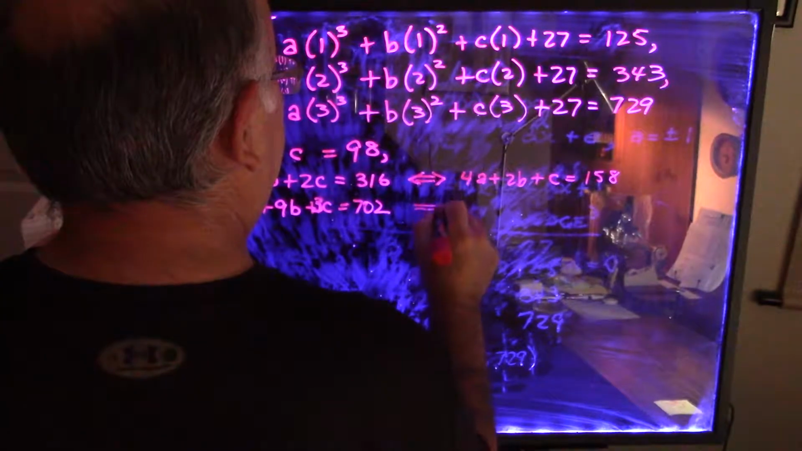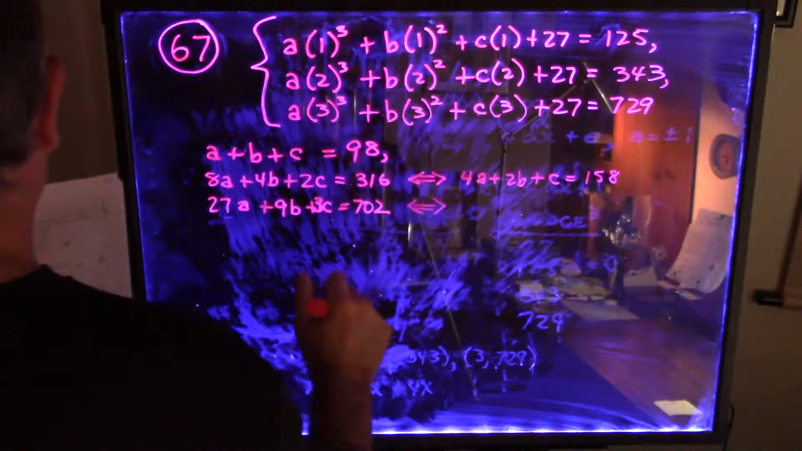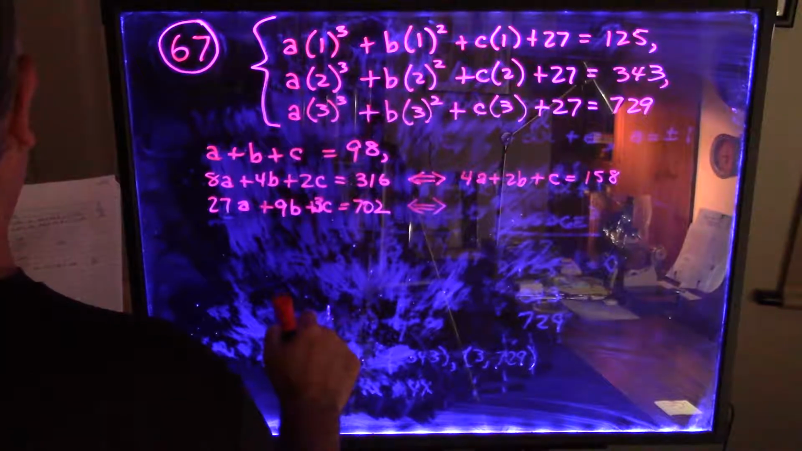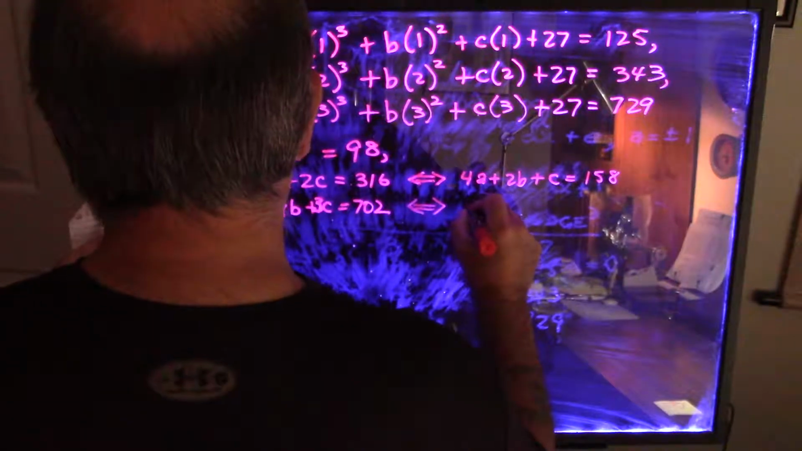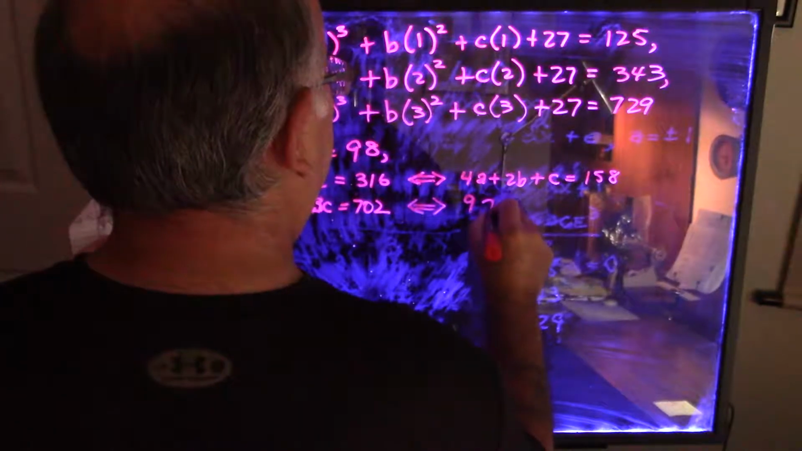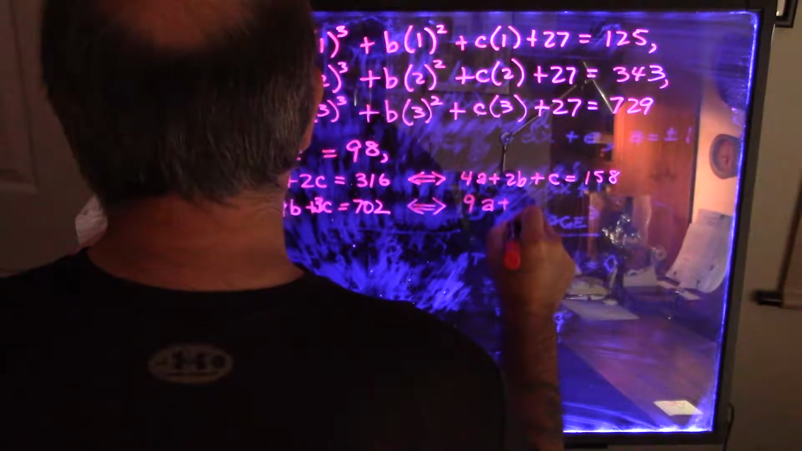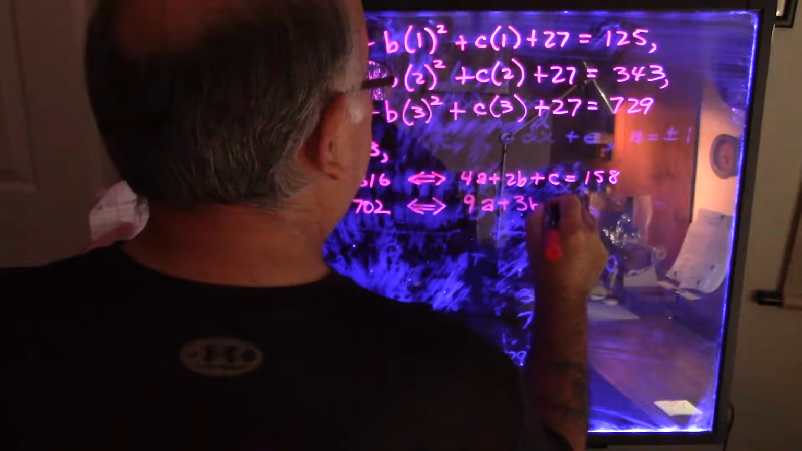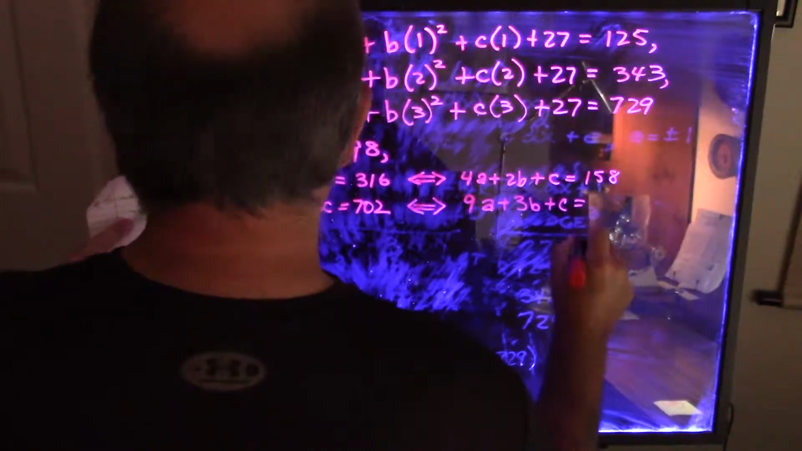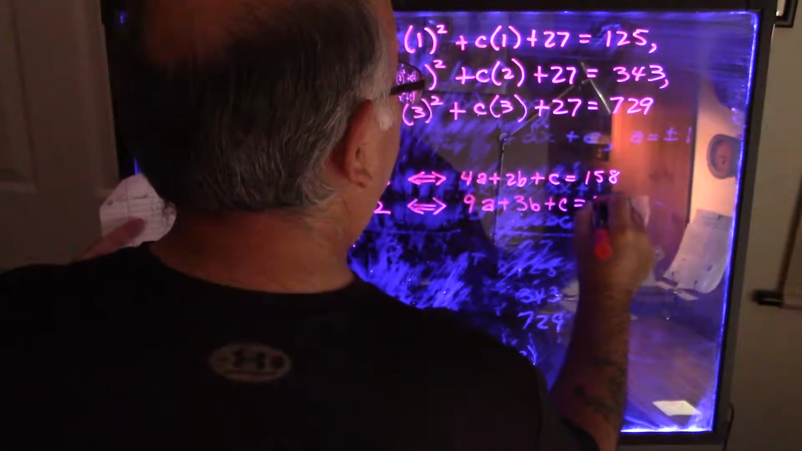And we can also divide the third equation by 3 on both sides to simplify, and that gives us 9a plus 3b plus c equals 234.